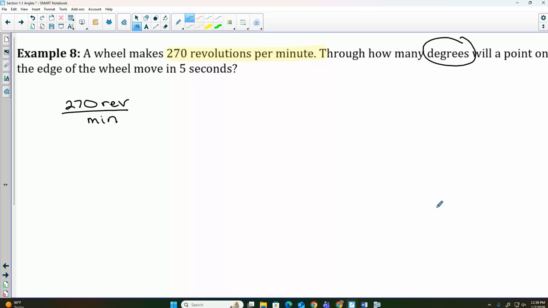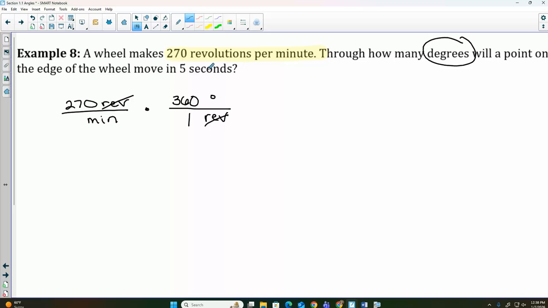Let's set it up so everything will cancel out. I have revolutions on top. If I want those to go away, I need top and bottom to cancel. And I'm going to turn it into degrees. So I said 1 revolution is equal to 360 degrees. It's just like multiplying by 1 right there, because the 360 degrees and the 1 revolution are equal. But what happens now, those revolutions cancel out. So I'm now in degrees per minute.